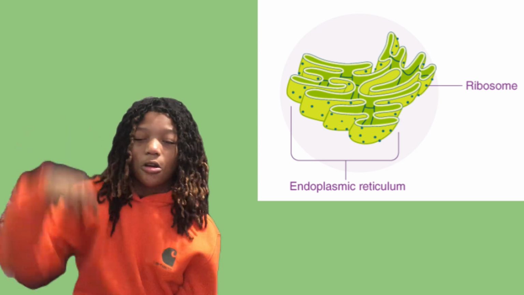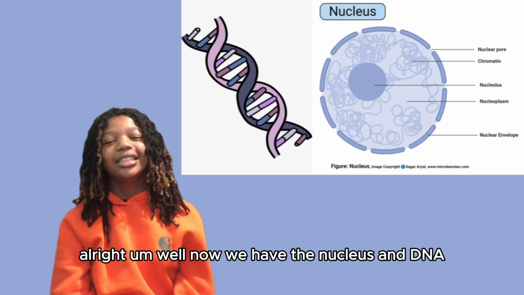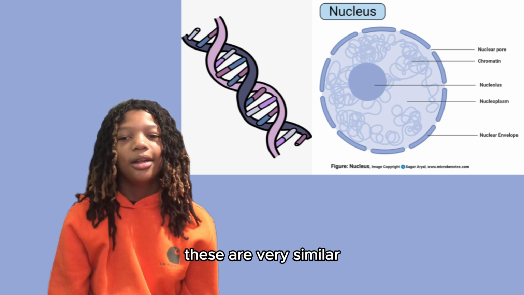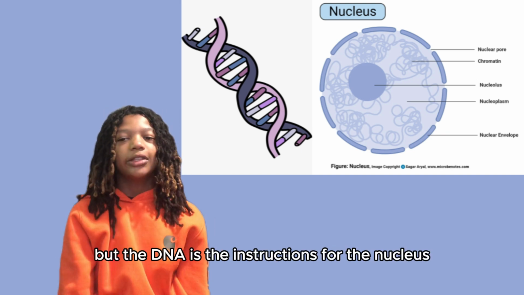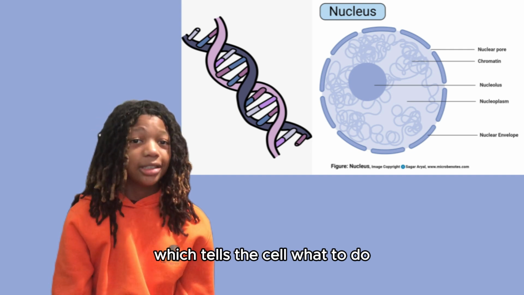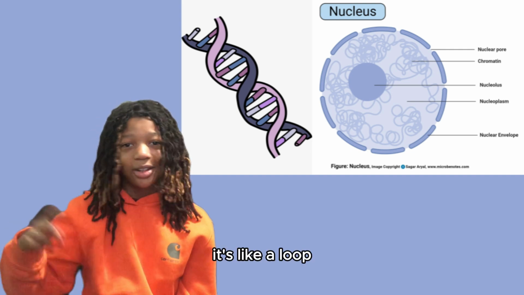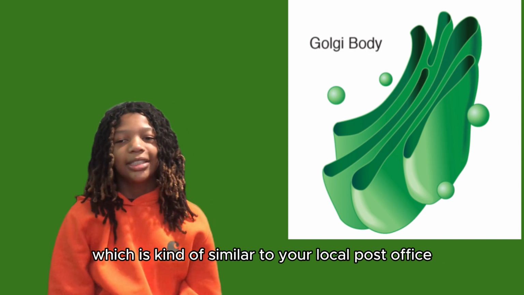Protein. Alright, well now we have the nucleus and DNA. These are very similar, but the difference is that the nucleus tells the cell what to do, but the DNA is the instructions for the nucleus, which tells the cell what to do. It's like a loop.